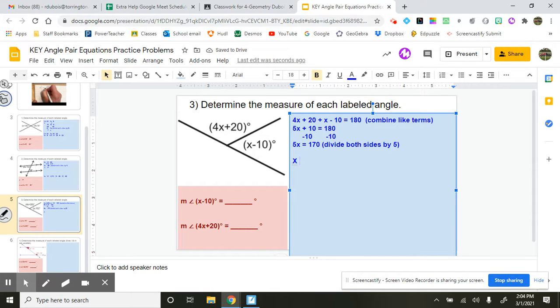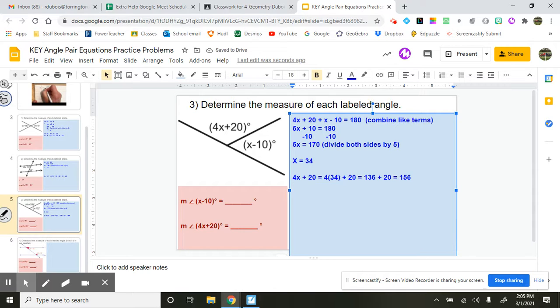So 170 divided by 5 is 34. So we're not done, but now we can substitute that value for x into each expression. So the angle up top, 4 times some unknown number x plus 20. Well, that becomes 4 times 34 plus 20. Well, 4 times 34 is 136 plus 20. So that angle up top is 156 degrees, which very generally matches up with what we analyzed at the beginning.